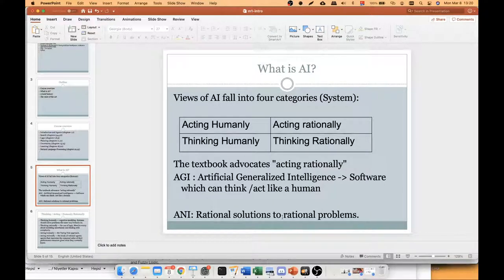And this problem is a rational problem because you can follow some procedures like increasing the speed of the car, stopping the car if there is some emergency, taking the correct turns, optimizing the fuel consumption, and so on. So this is called a rational problem. And then we can replace the driver with a rational agent, a rational software, in order to solve this problem. This type of problem is called ANI, the artificial narrow intelligence.